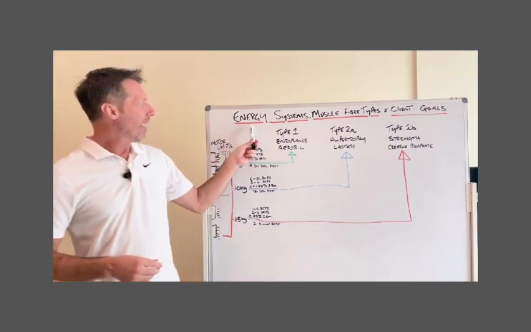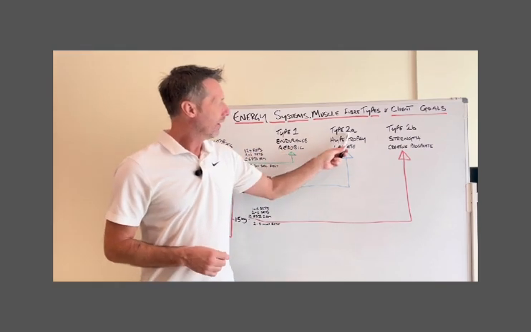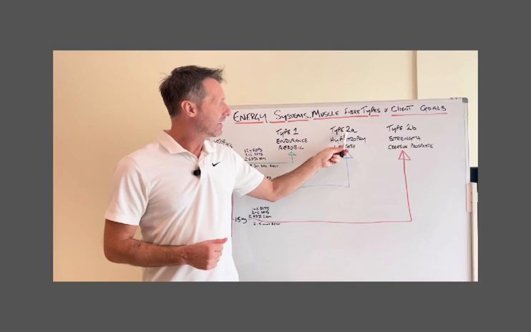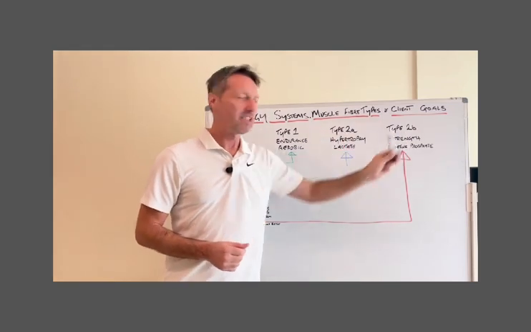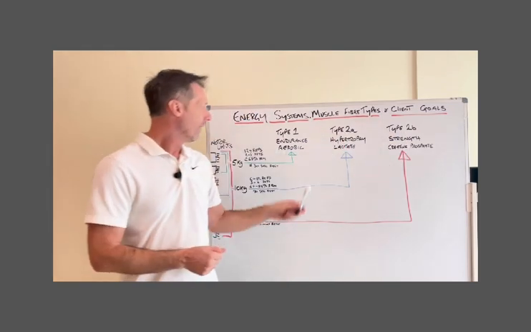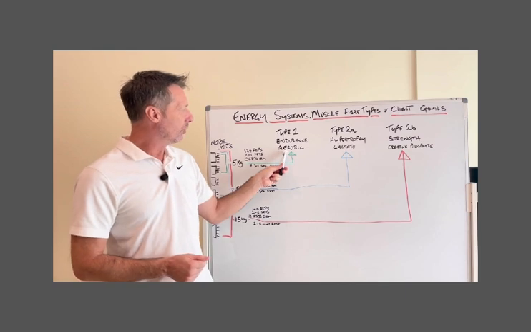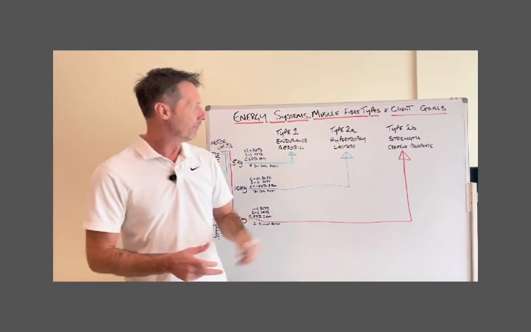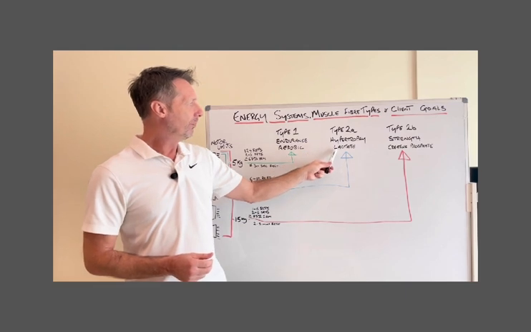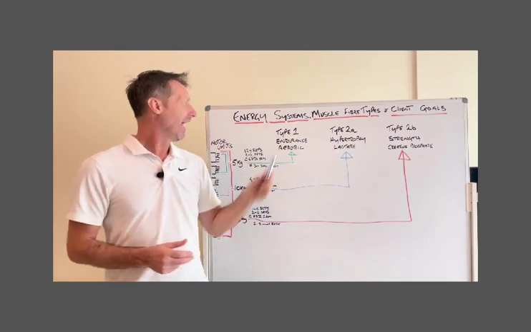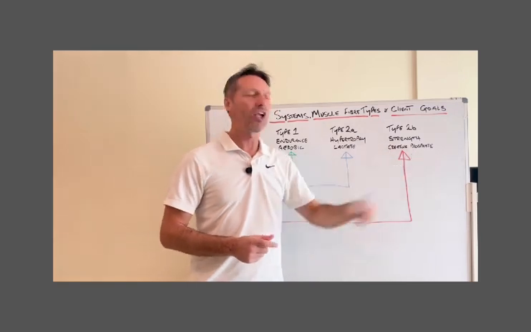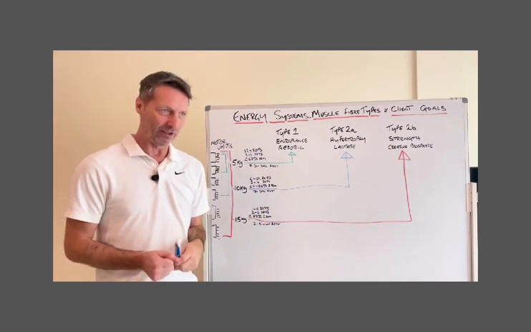So remember, we've got 3 muscle fiber types. We've got type 1, type 2A, and type 2B. If we can link that into type 1, we'll be using the aerobic energy system. Type 2A will be using the lactate energy system, and type 2B will be using the creatine phosphate energy system.